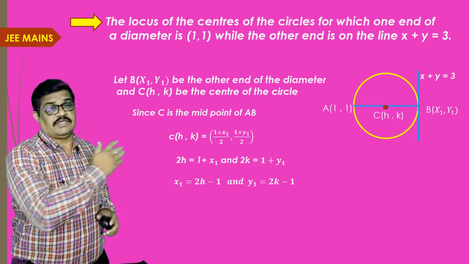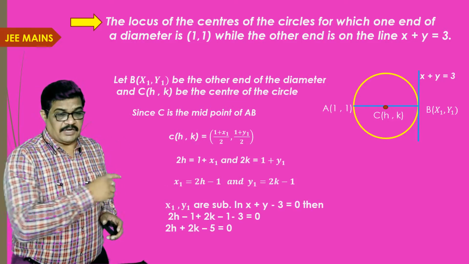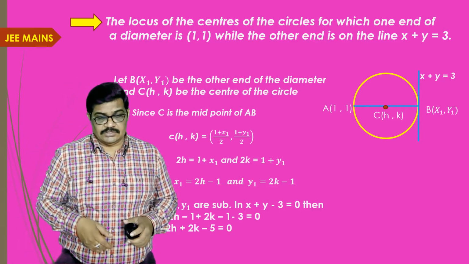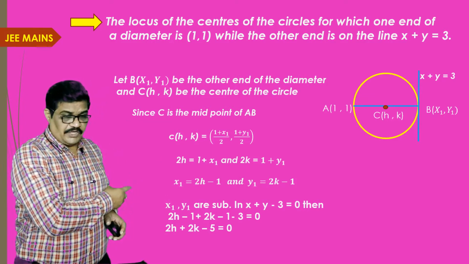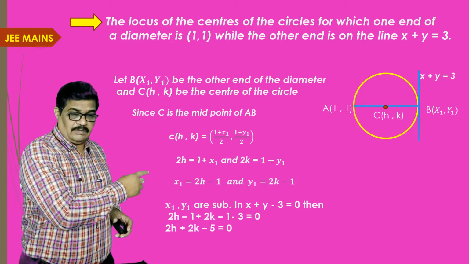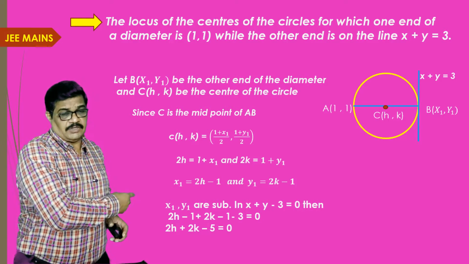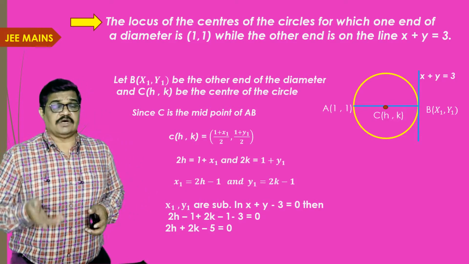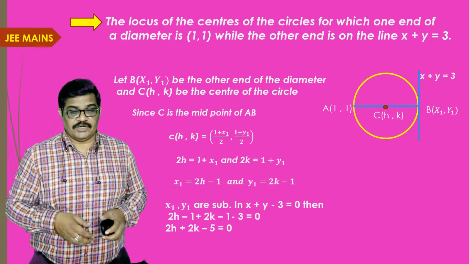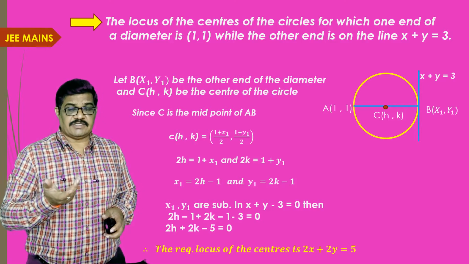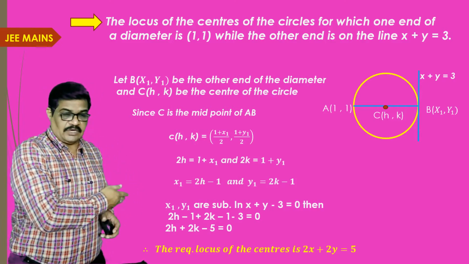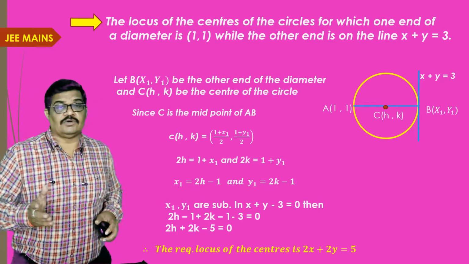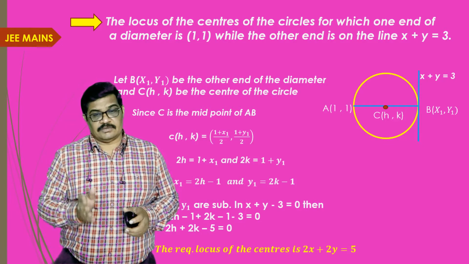Now the point x1, y1 is substituted in the given line x plus y minus 3 is equal to 0, then we are getting 2h minus 1 plus 2k minus 1 minus 3 is equal to 0. From that, 2h plus 2k minus 5 is equal to 0. Then we are writing the locus of center h comma k. In the place of h is x, in the place of k is y. Then we are getting the locus. The required locus of the center is 2x plus 2y is equal to 5. That is the required locus of the center.